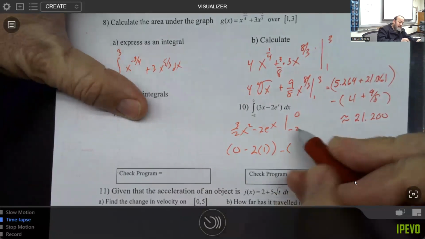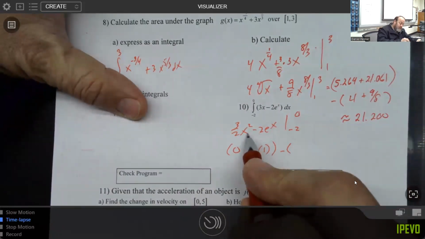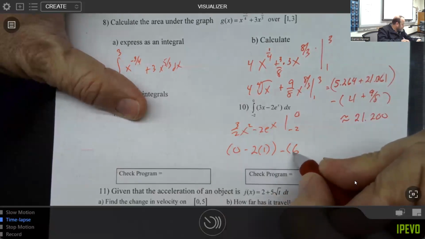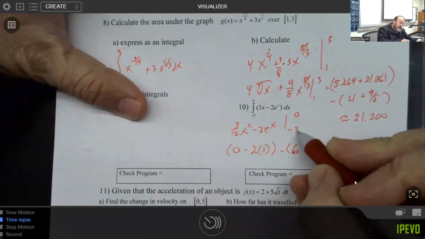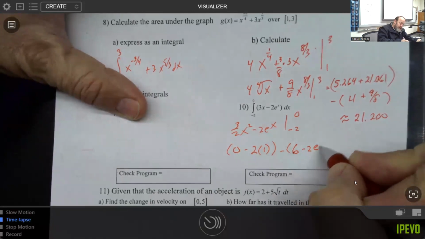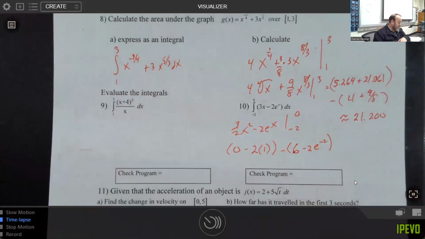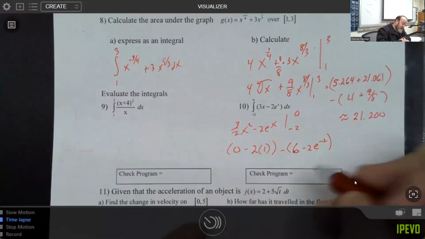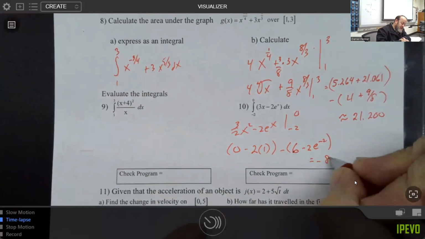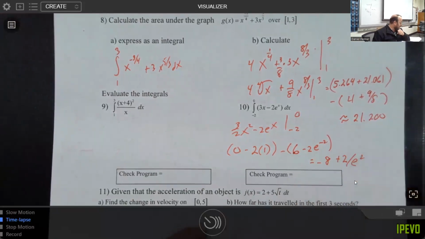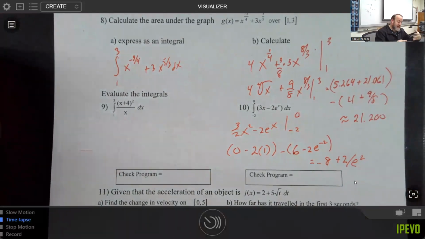Now, if I plug in -2, -2 squared is 4. 4 times 3 is 12, over 2 is 6. And then, of course, if we plug in the -2 here, that would be minus 2e to the -2. So grand total together, I have a -2 here and a -6 here, making a total of -8. And there's a double negative, so I'm getting a +2 over e squared. And that would be a precise answer.